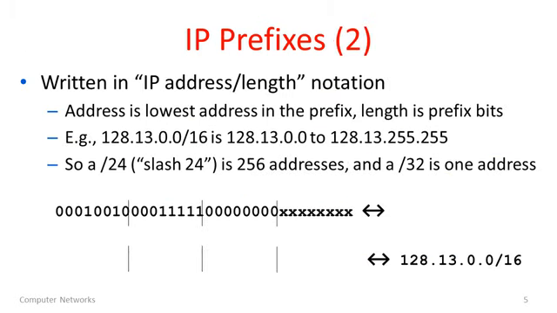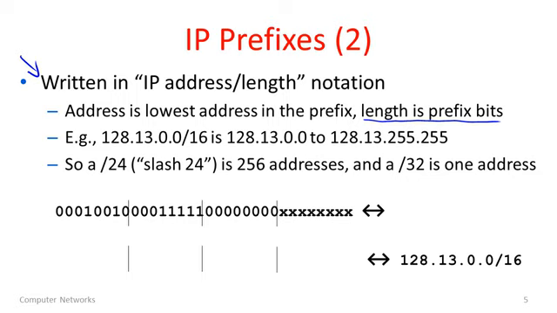We also want a way to write IP prefixes. How are we going to do that? We need a notation. We're going to use this IP address / length notation. The address will be the lowest address in the prefix, written in our familiar dotted quad notation, and the length at the end, the / length, will be just the length of the prefix in bits.